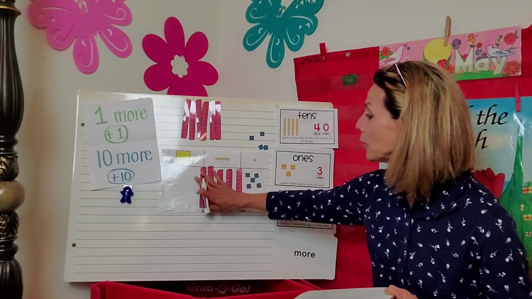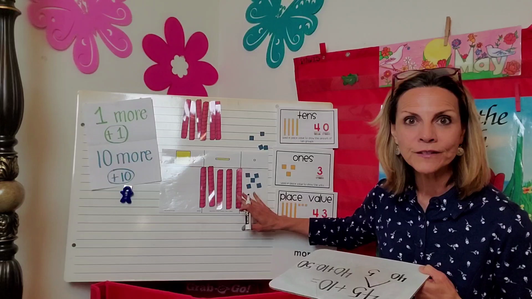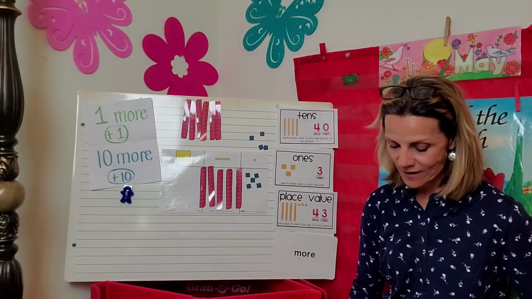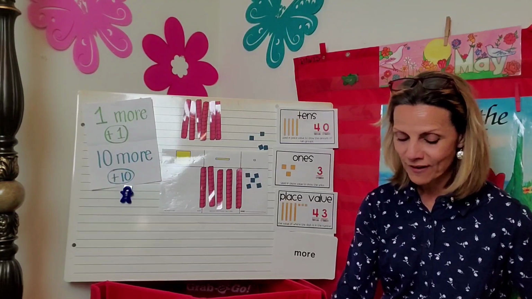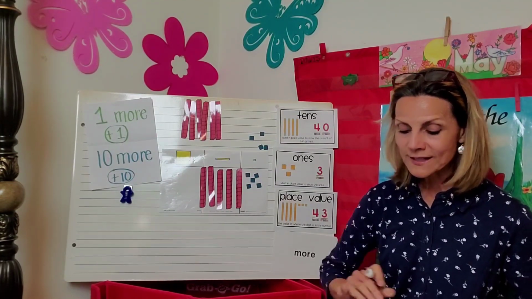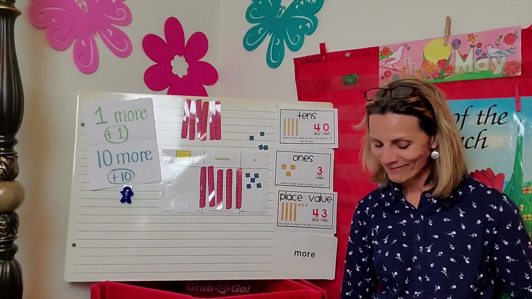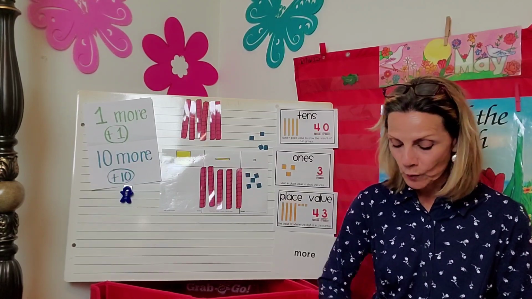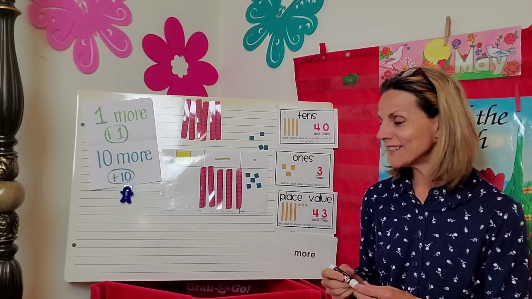And now if I pull this together as a whole number, 10, 20, 30, 40, 50, 50 plus 5 equals 55. So 45 plus 10 equals 55. That's really interesting. I love using place value to help me solve math equations.